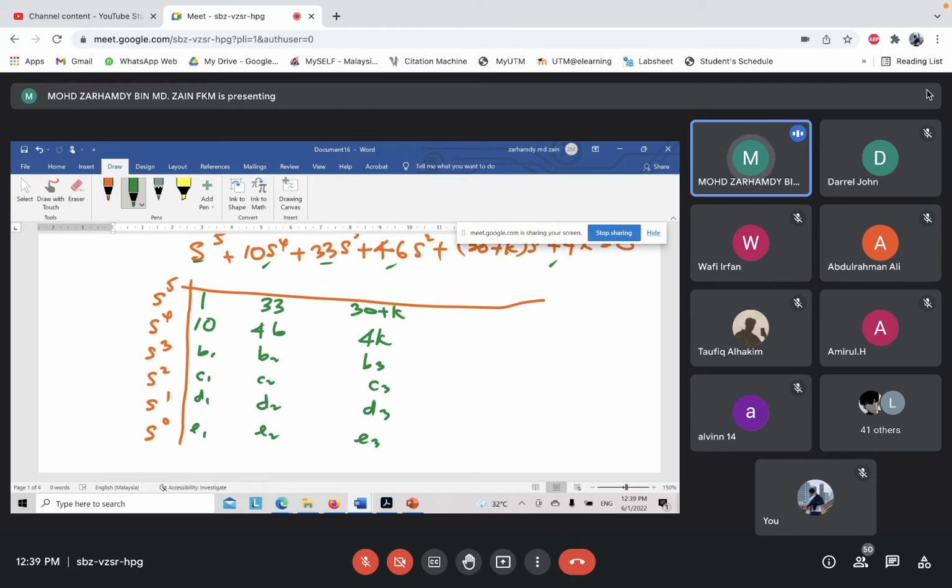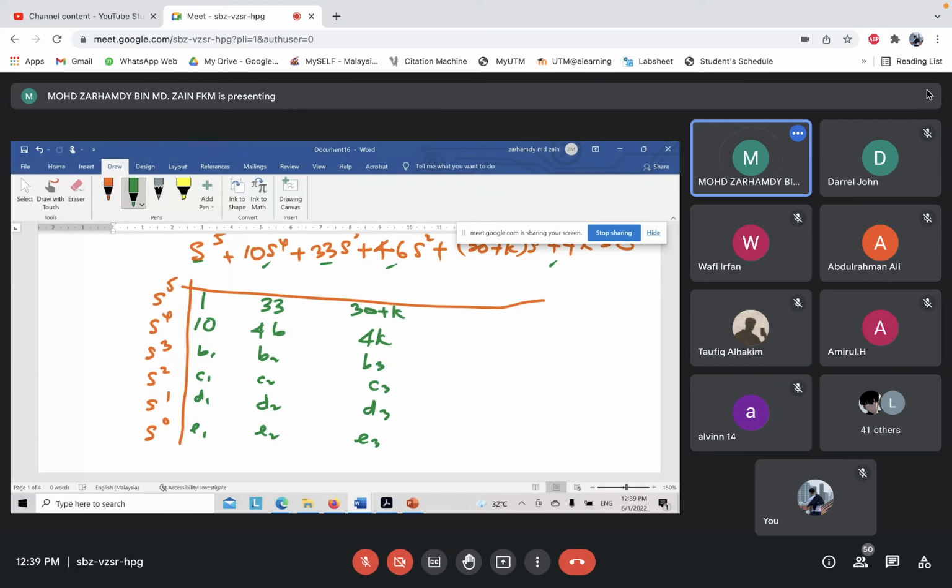B1 is easy to get, because you only have 10 multiplied by 33 minus 1 multiplied by 46 over 10. You will get the value. But if you try to find B2, it is not that tricky because they are not values. 10 multiplied by 30 plus K minus 1 multiplied by 4K over 10.